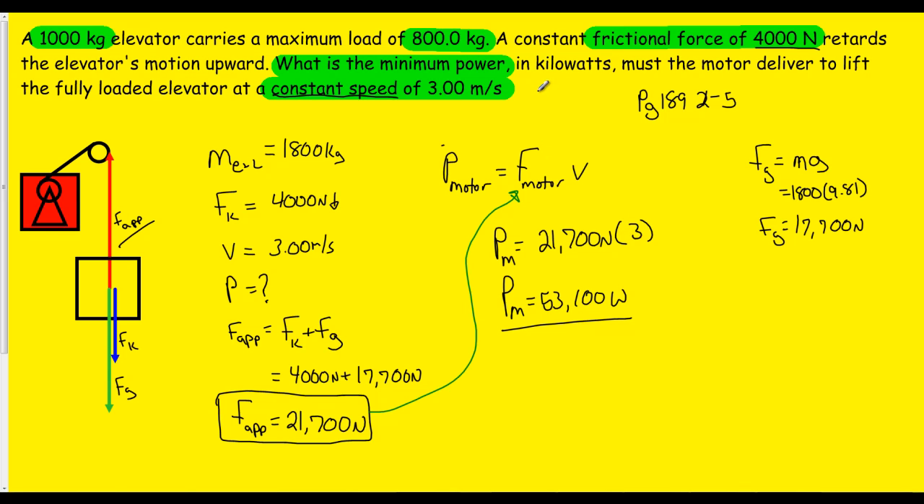So now I figured out the power in watts. This asks me in kilowatts. Well, there are 1,000 watts in 1 kilowatt. That's what the kilo stands for. And so that means that the power of the motor in kilowatts is just 53 kilowatts. And there's my answer.